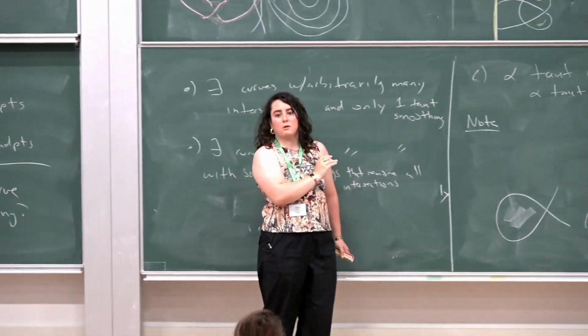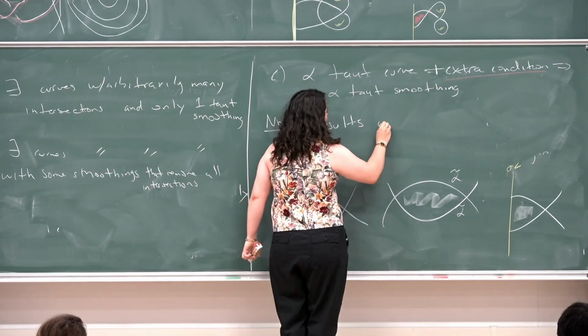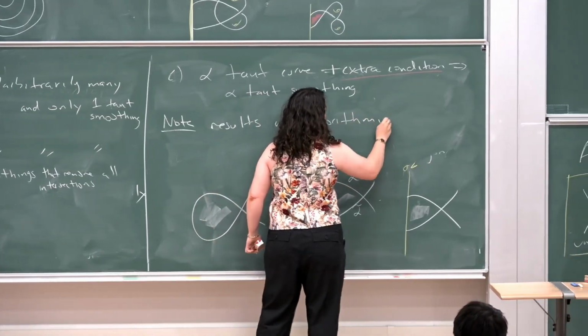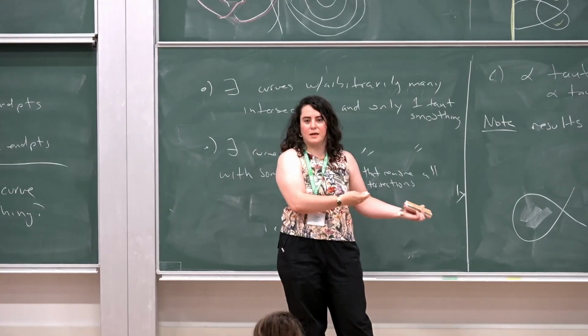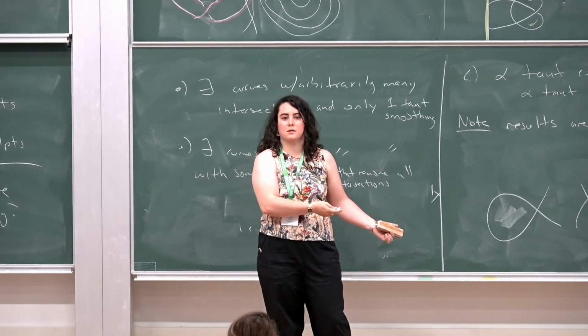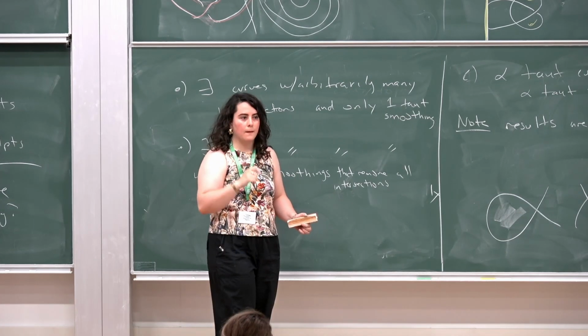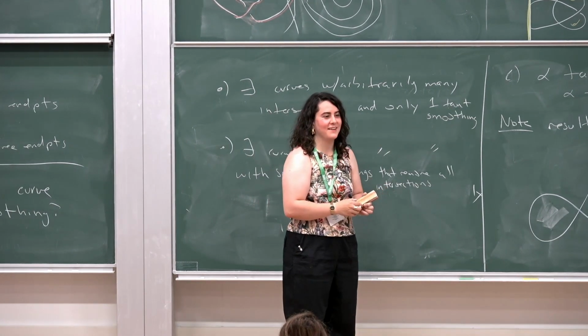Okay? And maybe let me make another note. These results are algorithmic. I'm not just telling you that there exists a Taut smoothing. I can find it for you. I can tell you how to find it. Any questions? How to find it? That's kind of the proof of the theorem, I guess.